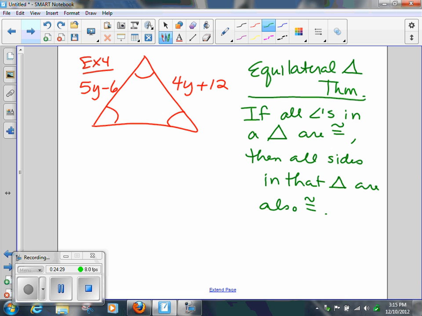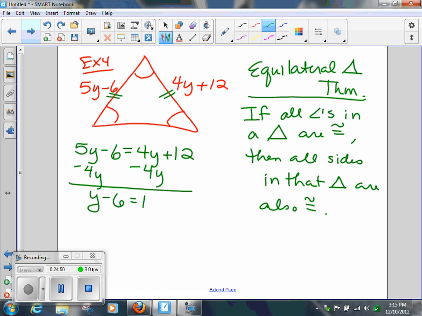That means these two sides will be congruent, so we're going to set 5y minus 6 equal to 4y plus 12. Now we're going to do the math. Minus 4y from both sides. y minus 6 equals 12. Then what do we do, folks? Add 6. What's y equal to? Rock on. Questions? Does it make sense? Okay? I hope so. Yes, ma'am.